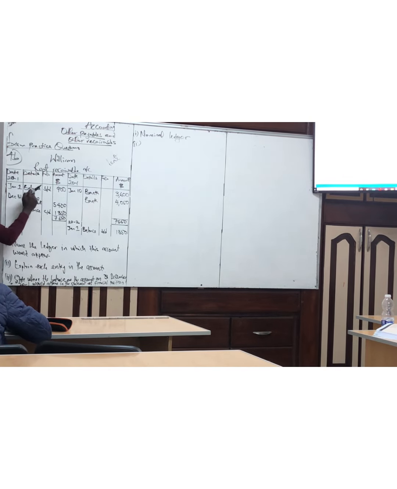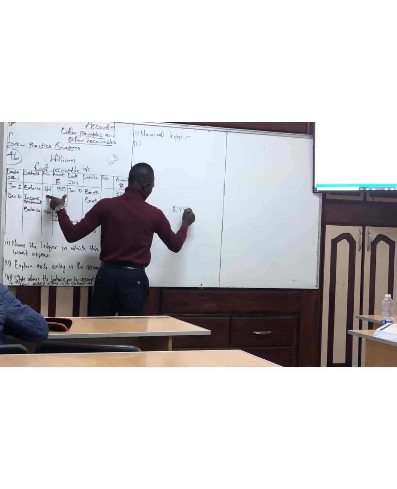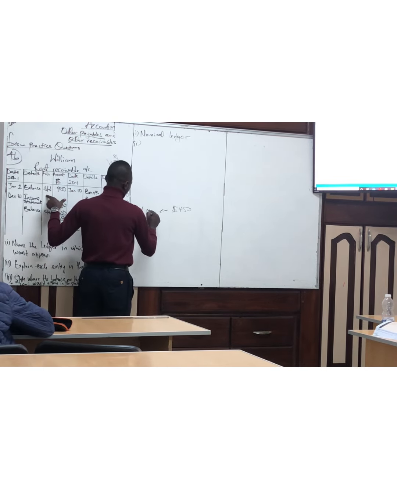For 2, they said, explain each entry in the account. These are the entries: the first, the second, and the third. Are you with me? So this entry here is saying balance brought down 900. So we have $450, that's what we pay per month, for 1 month.